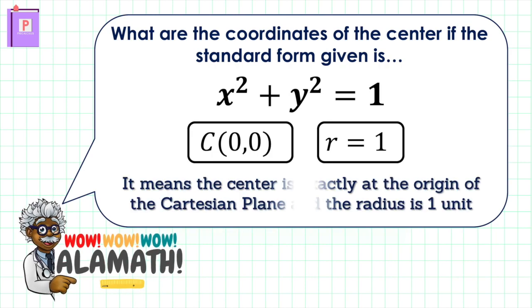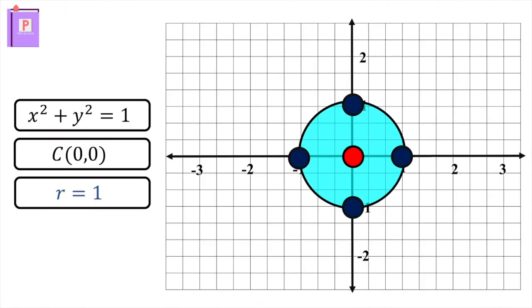So this is what we call the unit circle, where it means that the center is exactly at the origin of the Cartesian plane and the radius is equal to 1. So this is an illustration of the previous equation that we have earlier, where the origin is at 0, 0 and the distance from the center to a point is 1 or 1 unit. So whatever radius that we can see here, the radius will always be equal to 1.